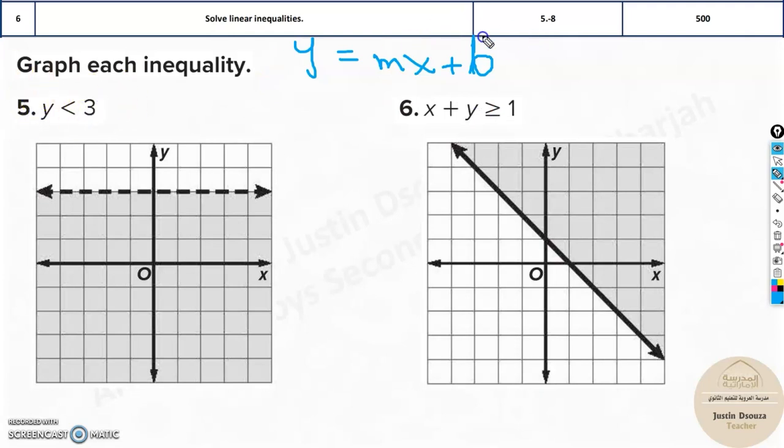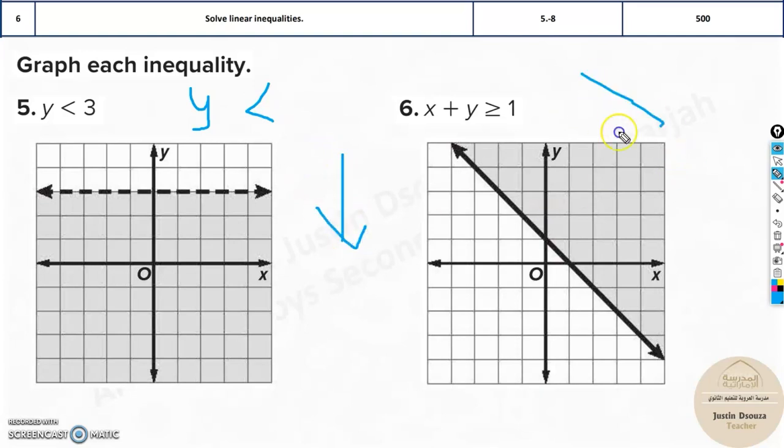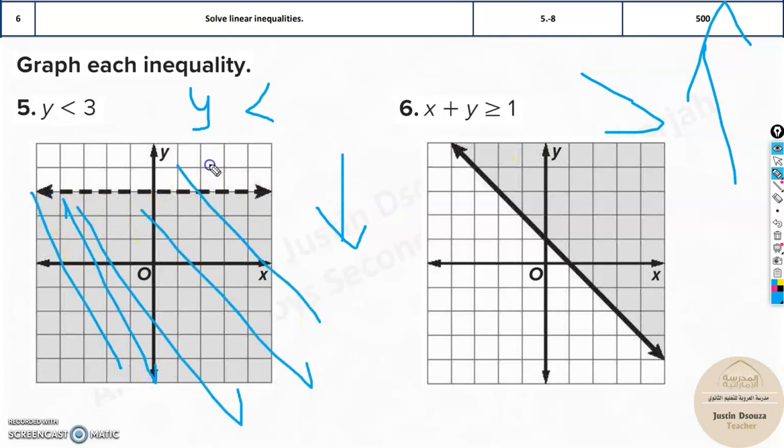Is it in y equals mx plus b? Yes. Y is on one side, equals 3. Now, what would be the equation? At 3 over here, you should draw a dotted line because it is less than only. But which is the solution region? Is it upwards or downwards? Now let's look over here. Y is less than. Less than means downwards in math, whereas greater than is increasing, it will go upwards. Less than, all the region downwards is the solution region.